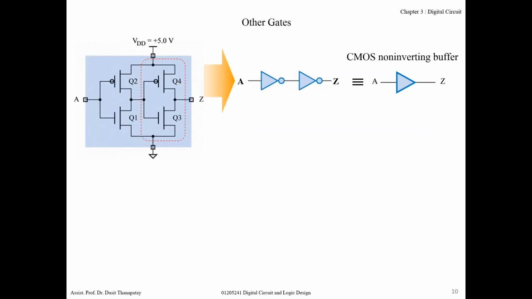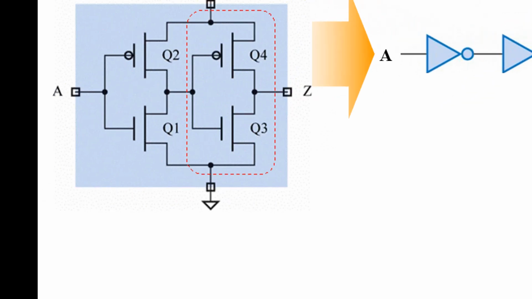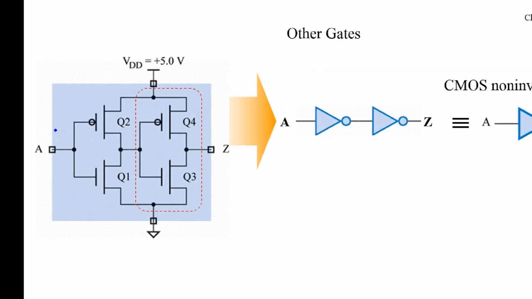Another example of a logic gate. For this one, if you can remember, this part is an inverter, and this part is an inverter also. So invert then invert becomes a buffer. That means if you apply 0 here, output will be 0 also. If you apply 1 or high here, output will be high. Or you can analyze directly if you cannot remember.